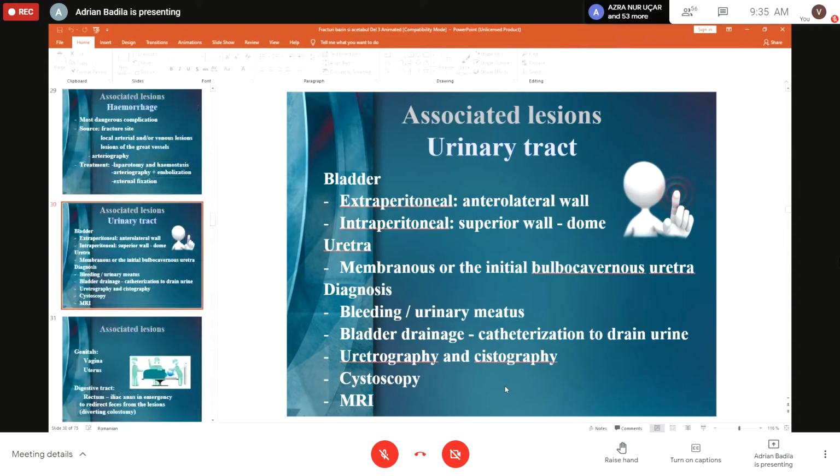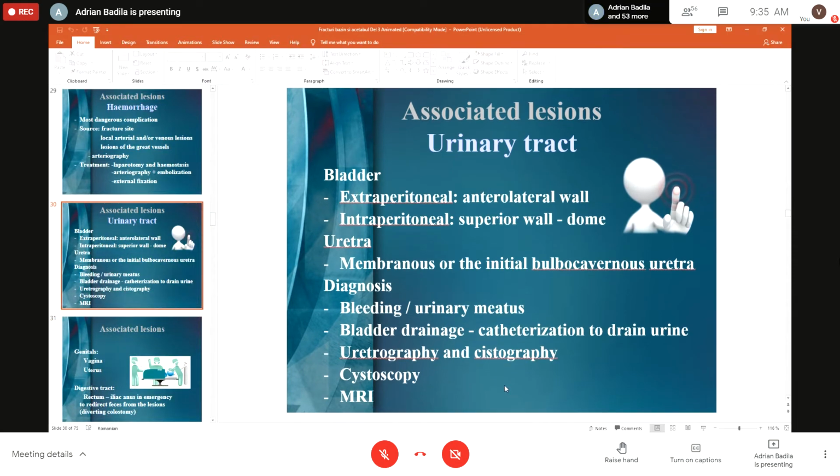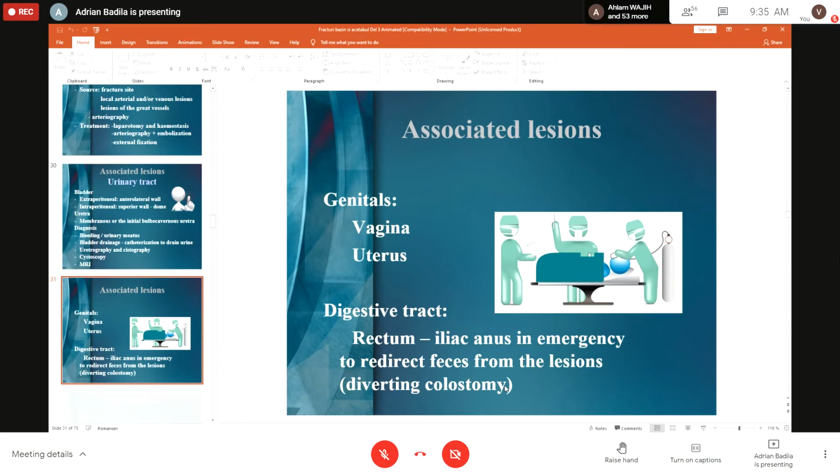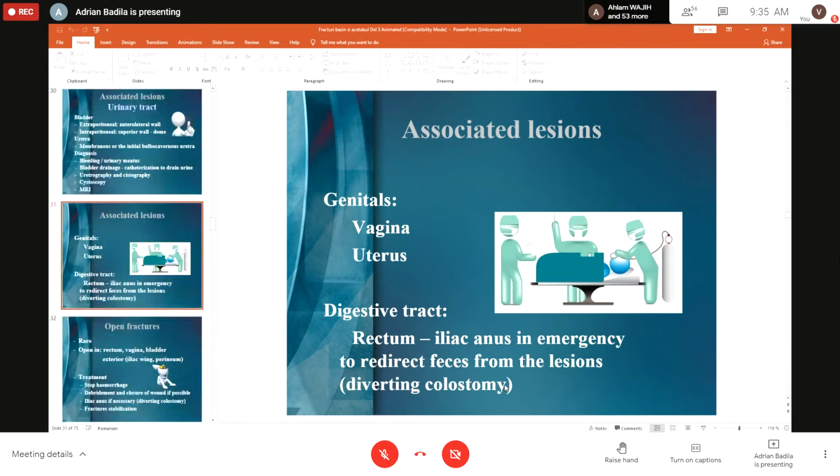Other associated lesions are lesions of the bladder, of the urethra, of the genitals at this level, vagina and uterus, and lesions also of the rectum. If we have a lesion of the rectum, an iliac anus in emergency must be performed in order to redirect feces from the lesions. This is the so-called diverting colostomy, because feces and a fracture means many complications, osteitis, osteomyelitis, and so on.